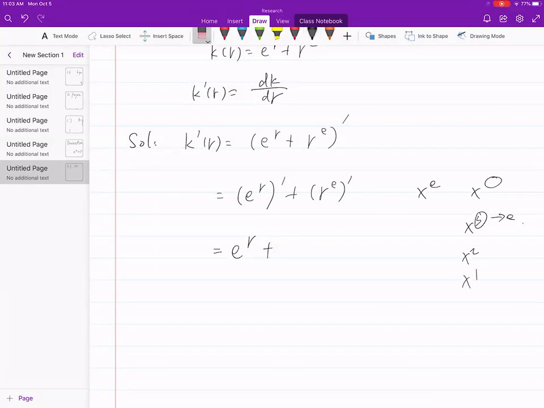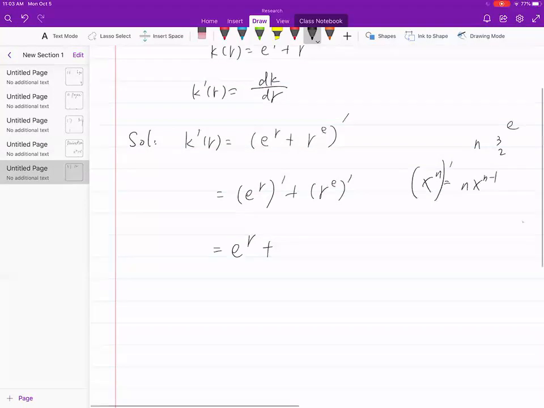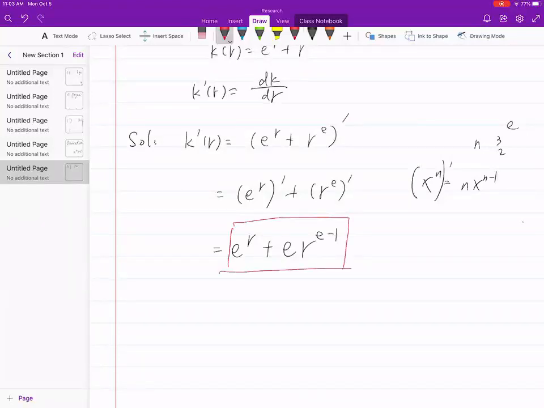For this one, the formula you should follow is the derivative of x to the n equals n x to the n minus 1. This n works for any number, which is 3, 2. It certainly also works for e. Therefore, the answer for this is going to be e r to the e minus 1. And there's no more simplification you can do because e is not an easy number. So that's the final answer.